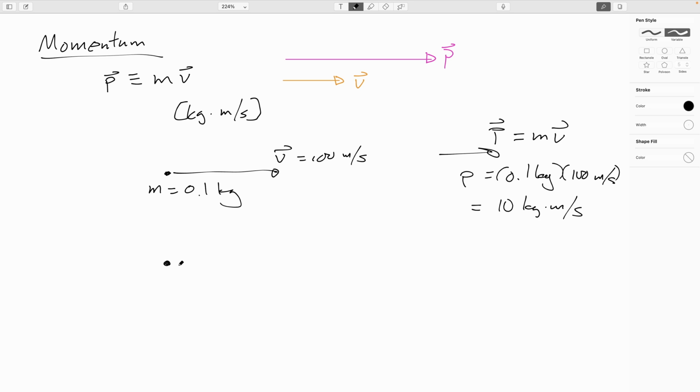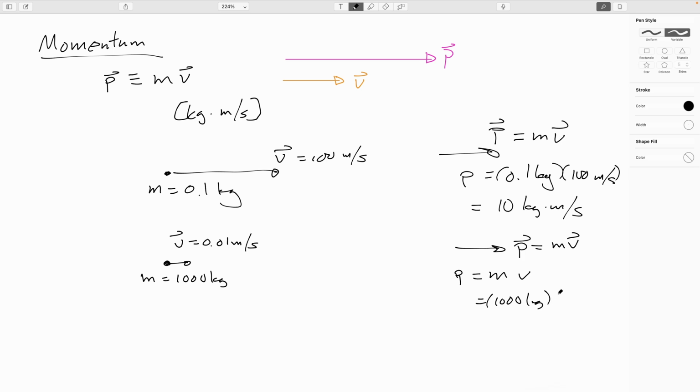By the same token, I could have a 1,000 kilogram mass, barely moving, at a centimeter per second, 0.01 meters per second. And the momentum of that object would be exactly the same as the first object, because the magnitude of the momentum is the mass times the velocity. So that will be 1,000 kilograms times 0.01 meters per second, which gives us 10 kilogram meters per second. So it isn't just how fast something's going or how massive something is, it's the combination of the two.